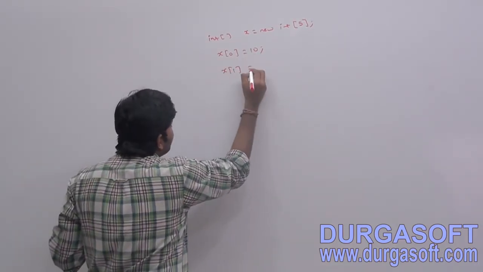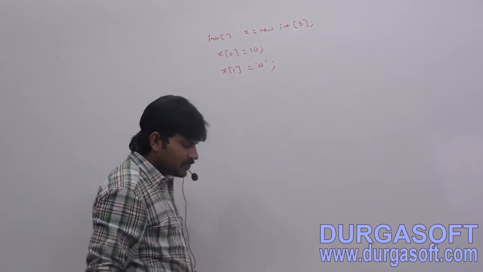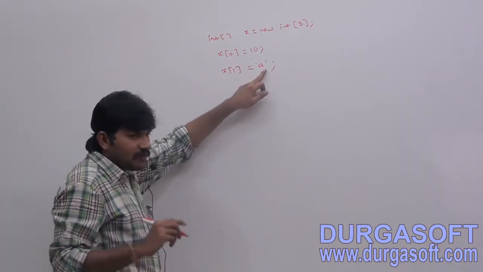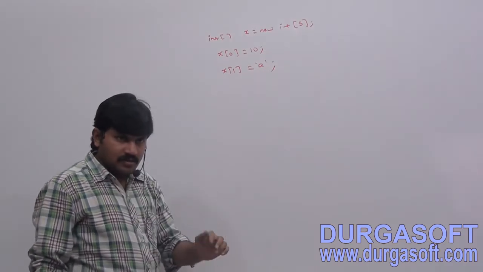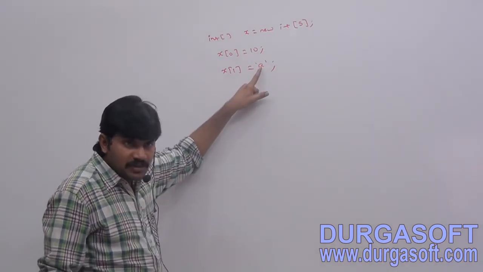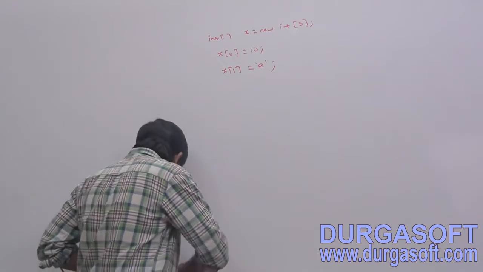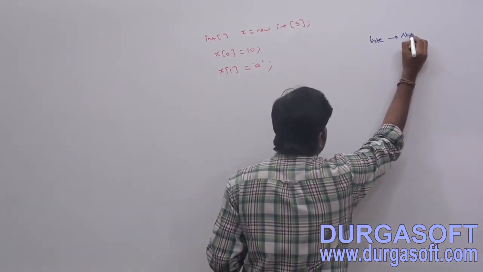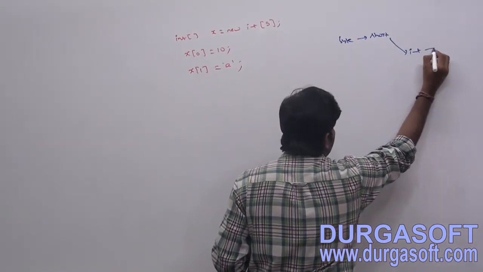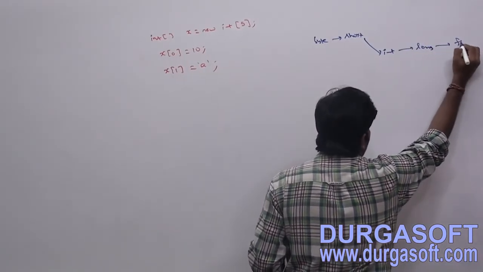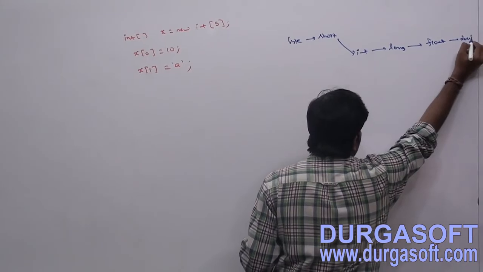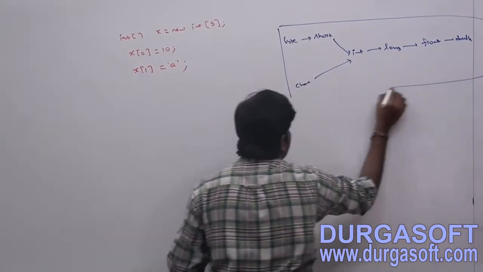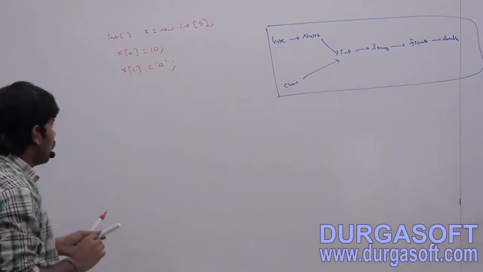Sir, x of 1 is equal to 'a'. Valid or not? 'a' means what? Char. In the place of int, char, possible or not? Yes, no problem. Then which value will be saved? 97. I hope you people remember this diagram. Byte to short to int to long to float to double, and then what? Char to int. Are you getting the point, right? Char to int, byte to short, like we have.